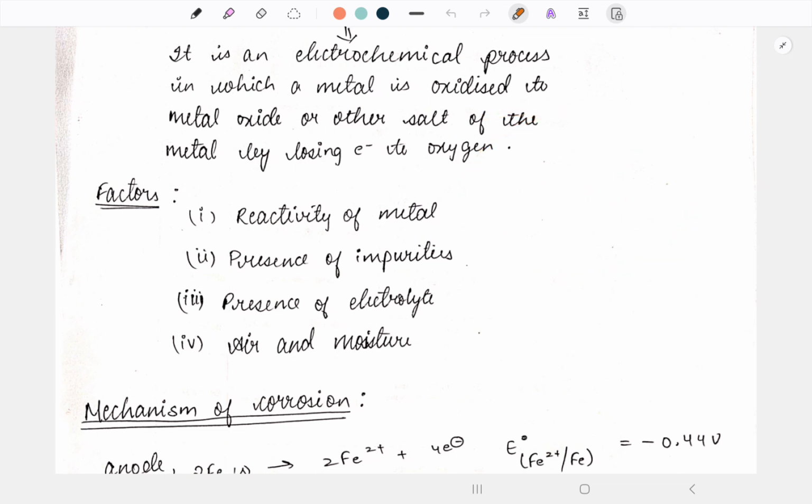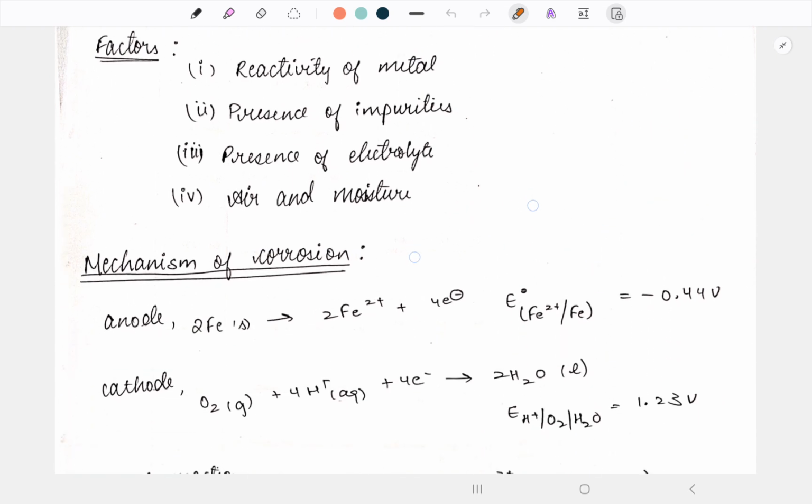Next is the strains in the metal. That is, rusting can occur more easily at strains or scratches present on the metal. Next is the presence of electrolyte. That is, the presence of electrolyte can make the corrosion process faster. For example, if iron is placed in sea water, then it will rust more rapidly than the iron placed in pure water. Next, we'll study the mechanism of this.